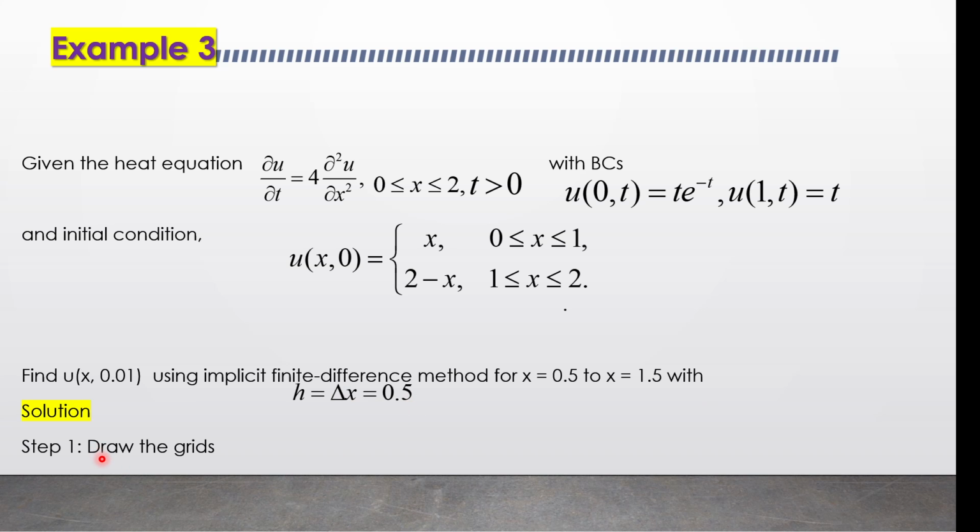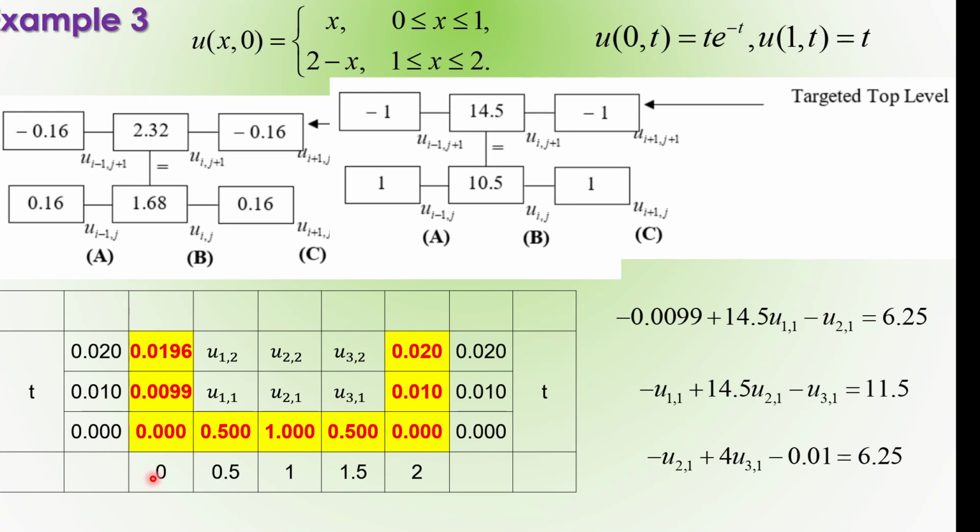Okay, first step, draw the grids. We have the grids x from 0, 0.5, 1, 1.5, 2. For t, we solve it from 0.0 up to 0.01, 0.02. And then put up the boundary condition. Boundary condition, hold on. Put up the calculator.